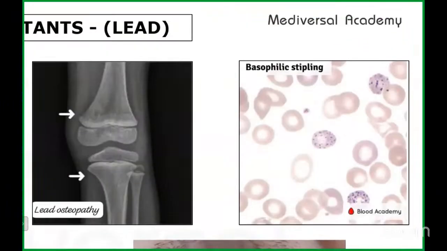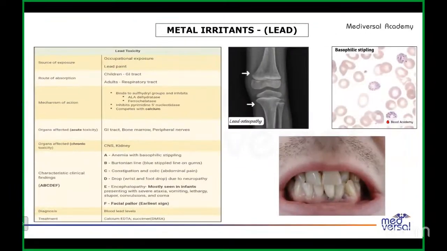This is Burtonian lines. This is basophilic stippling. Please remember the enzymes that it inhibits. It has been asked multiple times, and facial pallor, which is the earliest stage.